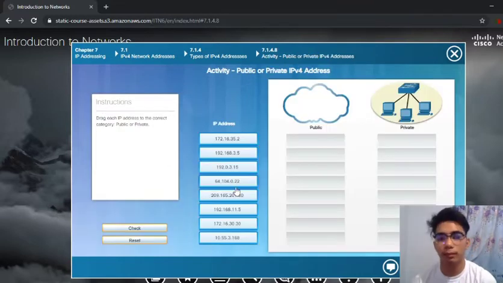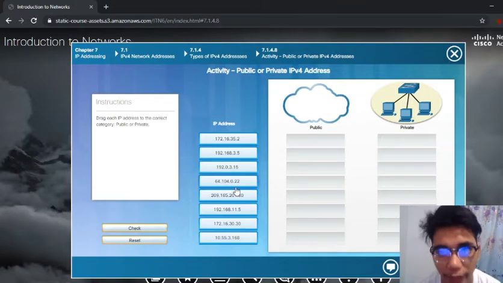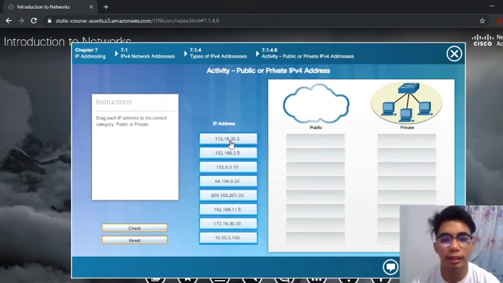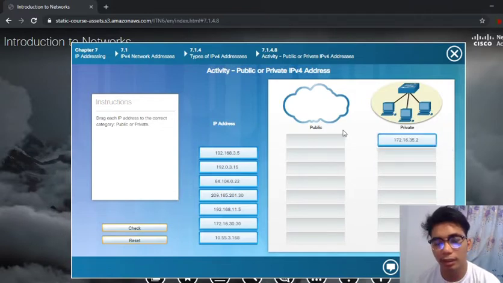Thanks. And this is the sixth activity, the public or private IPv4, just like the other one if you would pass or block it. But this time we are going to try to choose where the IP address should be, and let's answer it. Then 172.16.35, it would be private, as you can see in the IP address.